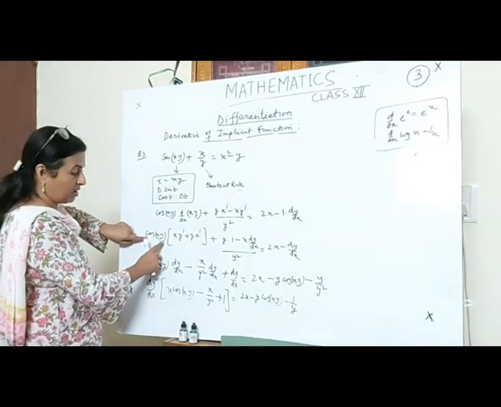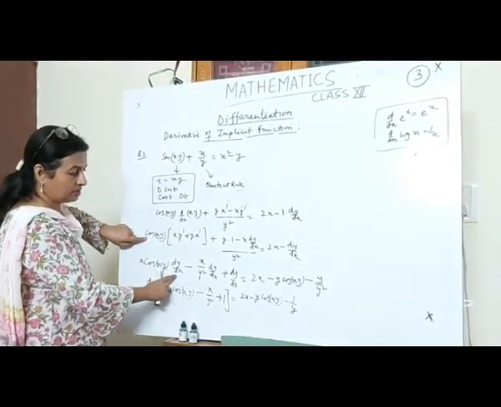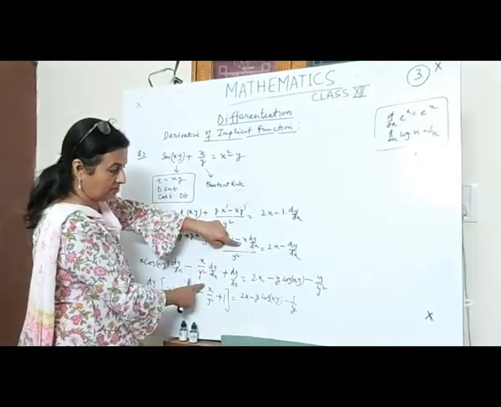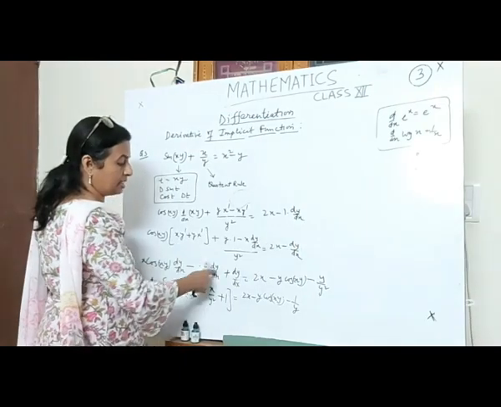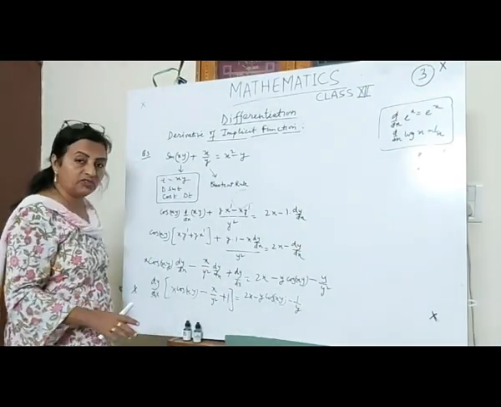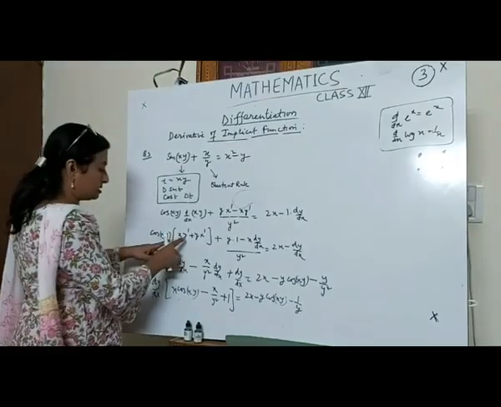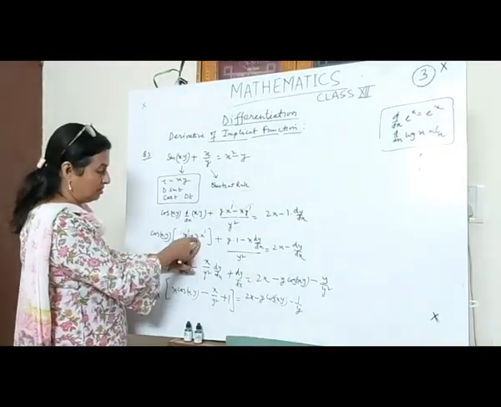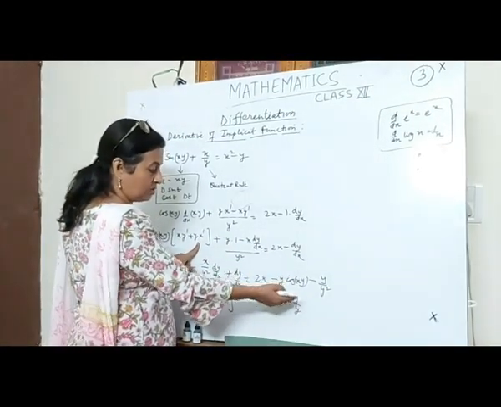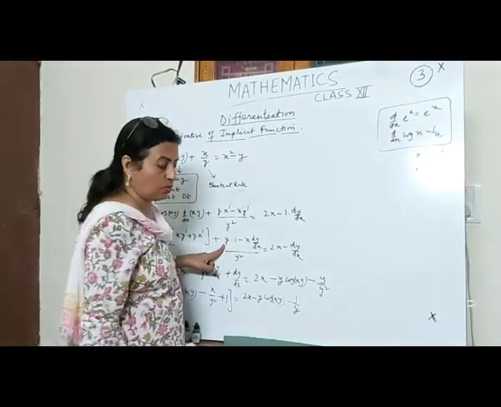So cos xy into x into dy upon dx is this term. Second is x dy upon dx upon y square, this term. And dy upon dx this side is plus dy upon dx. Another term is independent of dy upon dx. First is 2x. Second, the x differential is 1. y into cos xy is here, on the negative side only. Then y upon y square is minus y upon y square.